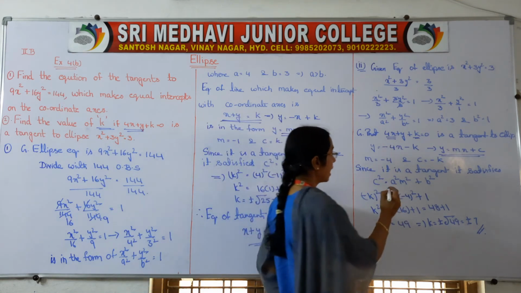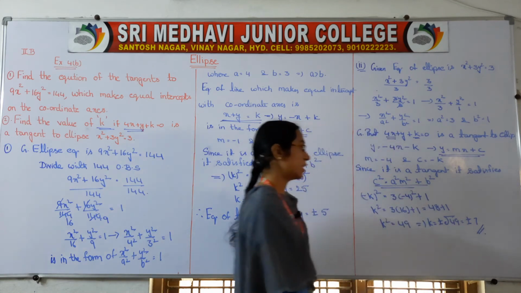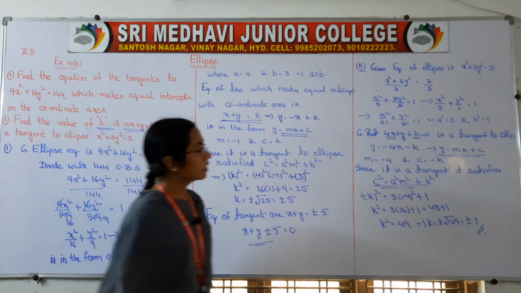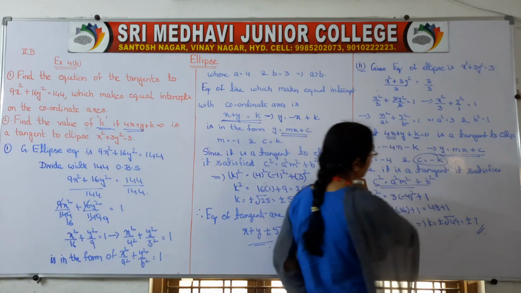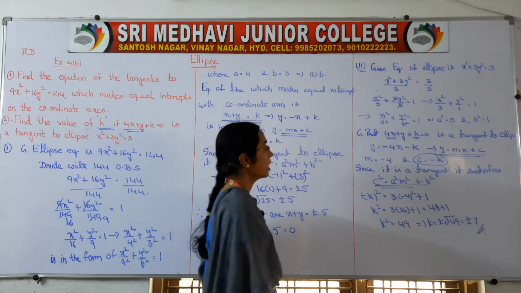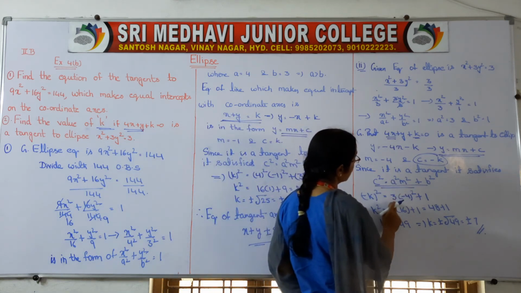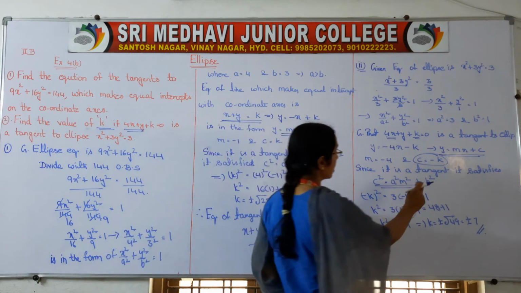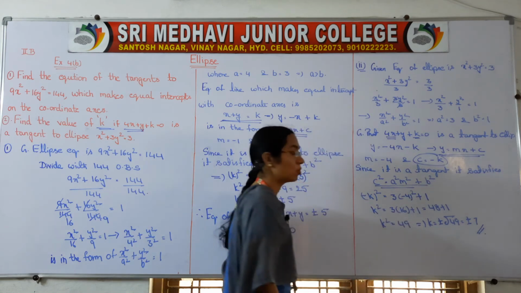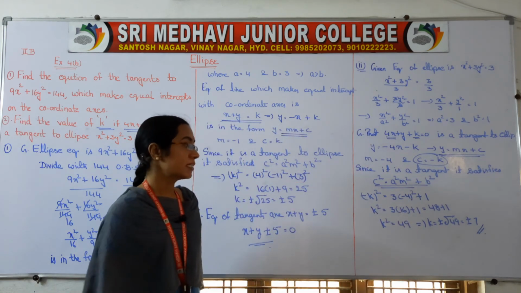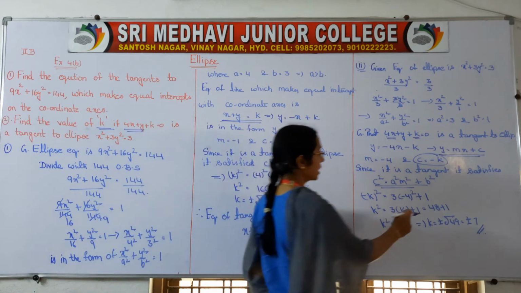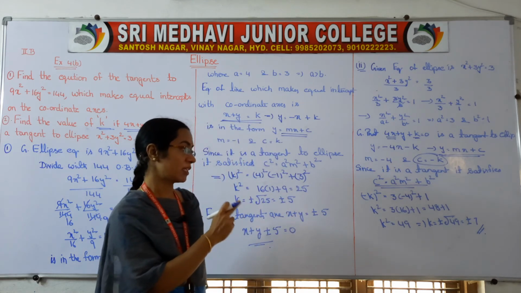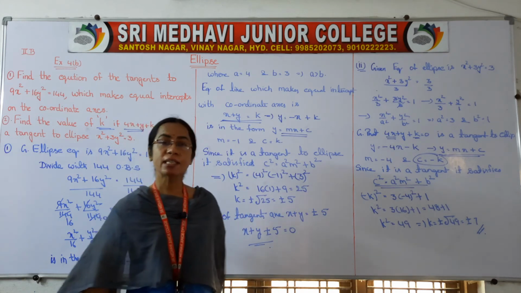So since it is a tangent, it has to satisfy the condition c square is equal to a square m square plus b square. So what is your c value? C is equal to minus k. So minus k square is equal to a square, that is 3, and m square is minus 4 whole square plus b square, that is 1. So minus 4 whole square, minus into minus, 4 4s are 16. So 16 3s are 48 plus 1, 49. K square is equal to 49, k is equal to plus or minus root 49, that is 7.